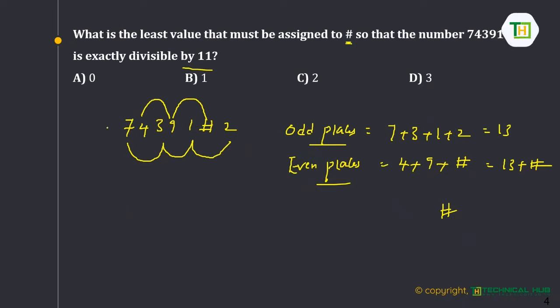If you put the least number, 0, then that number is exactly divisible by 11. So 74391: if you put 0 here, that number is exactly divisible by 11, because if you take the sum of the digits in odd places and the sum of the digits in even places, you will get 13 and 13. Instead of hash, you put 0. Then the difference is 0. If the difference is a multiple of 11, then that number is exactly divisible by 11. So the smallest number is 0.